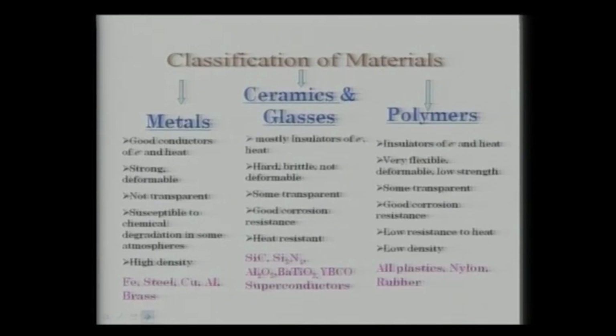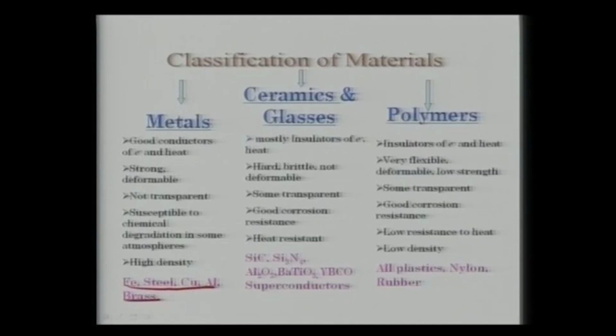Some of the examples are given here, like iron, steel, copper, aluminum, brass. Steel is essentially an alloy of iron and carbon. This carbon is an interstitial element in the iron, and that alloy is called steel. Similarly, copper and zinc make brass. So these different alloys and metals are traditionally used for various conventional applications.